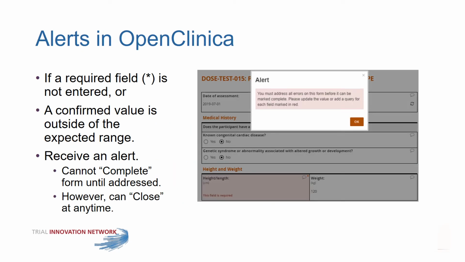If you try to save a form when required data is missing or a value is outside of an expected range, you will see this alert. This happens because there is a violation for one of the built-in data checks. You will not be able to complete the form until these alerts are addressed. However, you can close a form at any time. Remember, all data is saved upon entry.